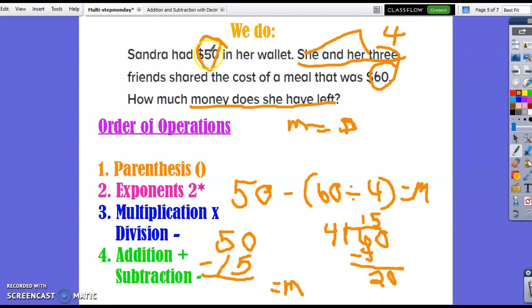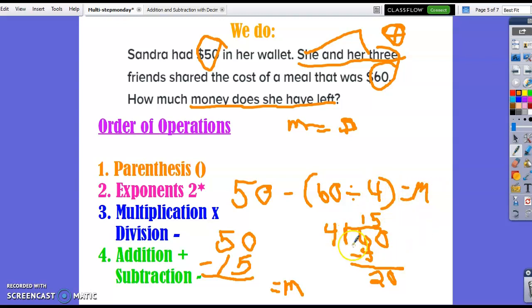Okay, so Sandra had $50 in her wallet. You should have noticed that it is she and her 3 friends, which is 4 people. Then she and her 3 friends shared the cost of a meal that was $60. How much money does she have left? So we are solving for M. Again, Sandra had $50 in her wallet, so you should have written $50 minus, open parentheses, $60 divided by 4 kids, close parentheses, equals M.